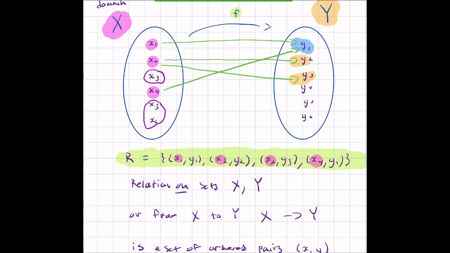Although this function, even if it weren't for x2 going to two different places, wouldn't be invertible because of this, and we're going to talk about that shortly. But the idea is that functions can send everything to the same place if they want. Those are constant functions. They can send two or more things to the same place. They just can't send anything to two places.